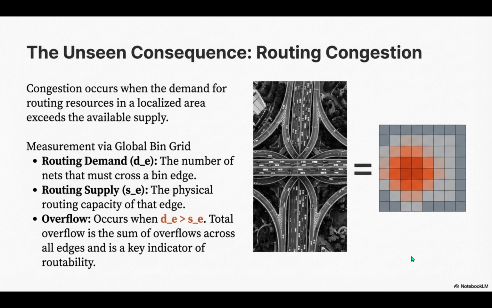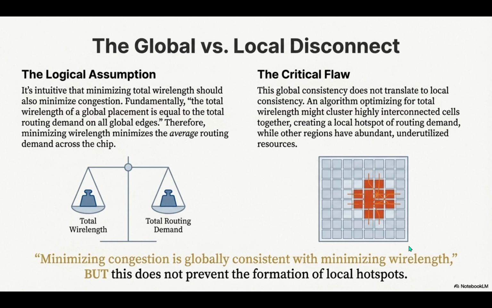Exactly. Let's try to visualize this. The source material gives a really stark example. So imagine two possible designs. The first one is a wire length optimized placement. Its total estimated wire length is, say, 100 units. Looks like a perfect score. Right, fine on paper. But because of that aggressive clustering, one tiny boundary on the chip, a bin edge, has a routing demand of 6 tracks, but the physical supply is only 4. That's an overflow of two. And that design is broken. The router cannot finish the job. It's useless. Now, compare that to a congestion optimized placement.